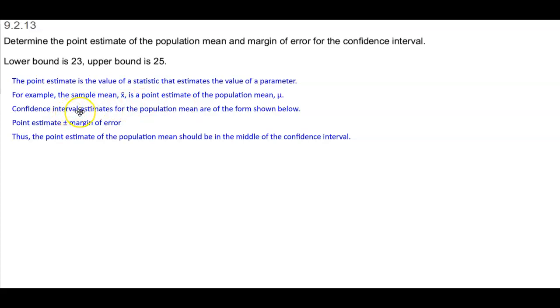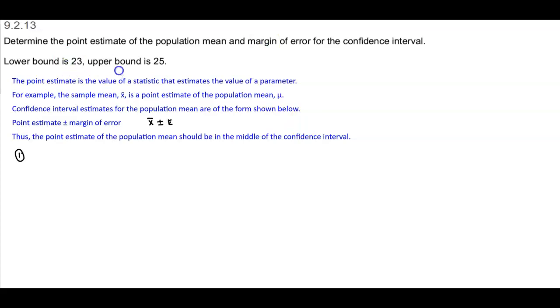Now, confidence interval estimates for the population mean are of the following form, shown below. The point estimate plus or minus the margin of error. So that means that the point estimate x bar could either be plus or minus the margin of error. Thus the point estimate of the population mean should be in the middle of the confidence interval. So the first thing we're going to do is, if it's in the middle, then we need to find the average of the lower bound and the upper bound.